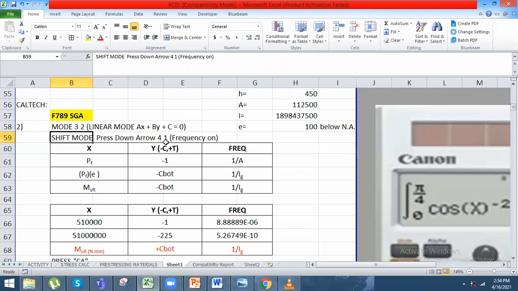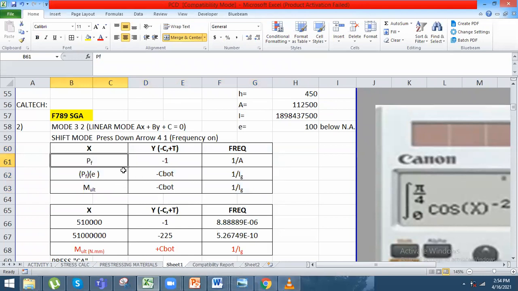Okay, that is shift mode. Pag nakapunta na sa mode 32, pindot nyo yung shift tsaka yung mode. Then, shift mode, tapos baba na arrow. Then, 4, makikita nyo dyan sa 4 yung stat. Tapos yung 1, frequency on. So, ayan. Makikita nyo ngayon itong ganito na itsura: X, Y, frequency.